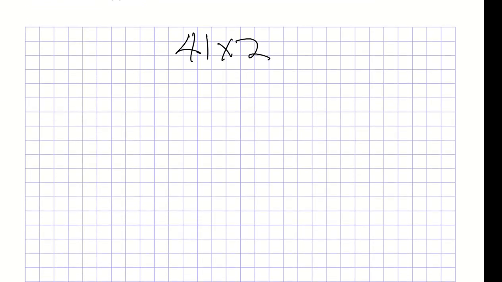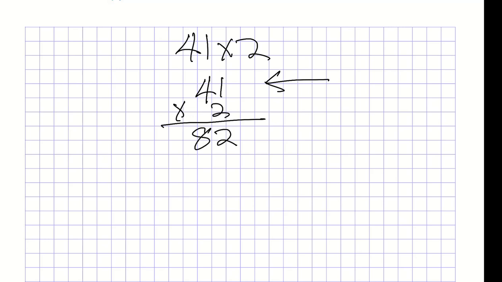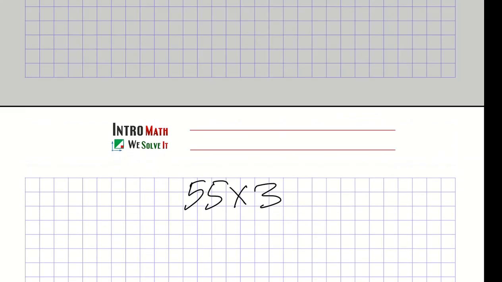What is that? 41. 41 times 2, you line it up. Okay, so you see, now we're going to 2 digits, right? Now you walk from right to left. You say 2 times 1 is 2, right? And then 2 times 4 is 8. So that's your answer right there. All right, so let's go to the next problem.